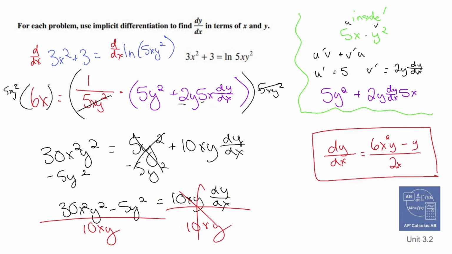Implicit differentiation: kind of painful, lots of fun. Like a tattoo or a nose piercing.